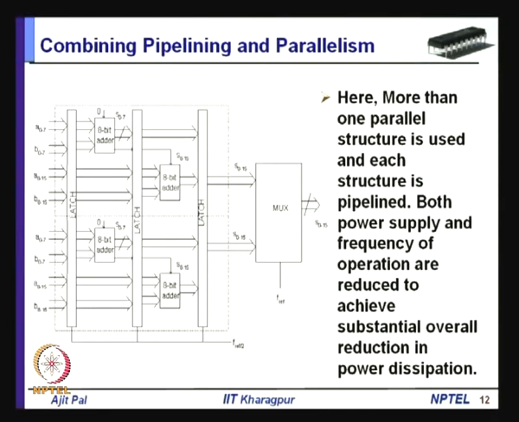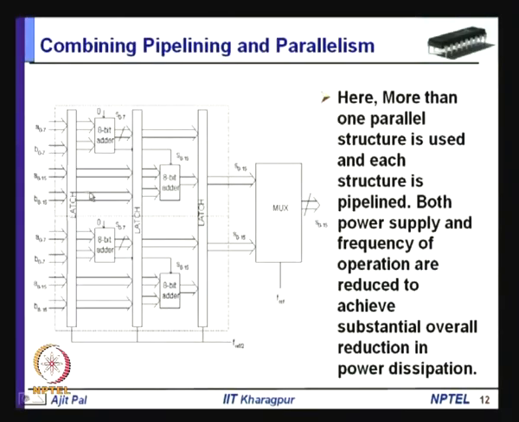Now, we can combine pipelining with parallelism. So, earlier we have discussed parallel implementation, and today we have discussed pipeline implementation. We can combine parallelism with pipelining. That means, we can have two parallel implementations and each of them is pipelined. So, here you can see we have got a 16-bit adder implemented in pipelined way, another 16-bit adder, pipelined 16-bit adder.